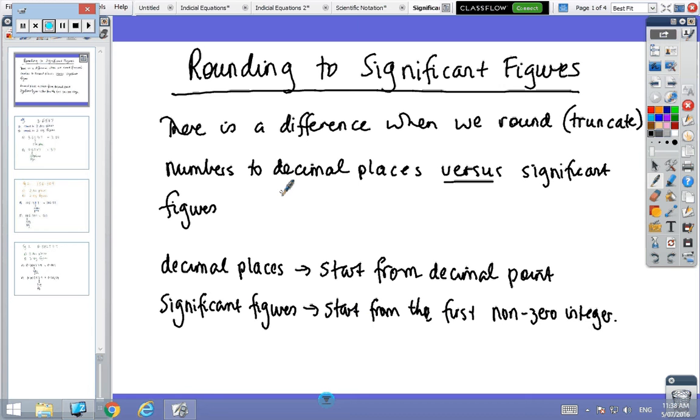So in decimal places, we start from the decimal place when we count, but with significant figures, we start from the left and we work with the first non-zero integer. Now, when we see the examples, it'll make a whole lot more sense.